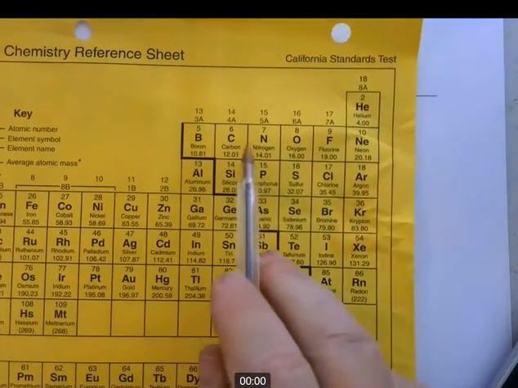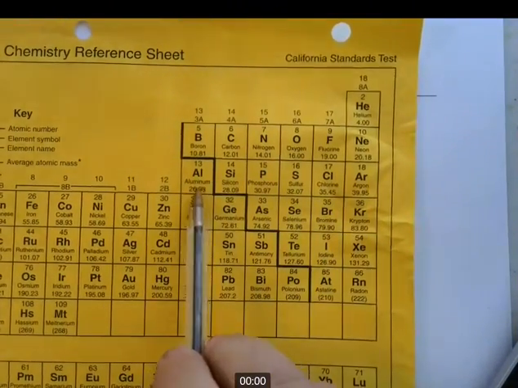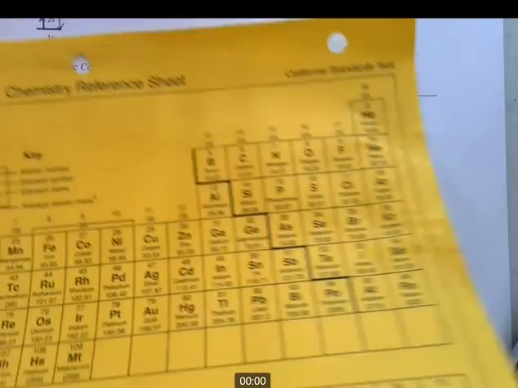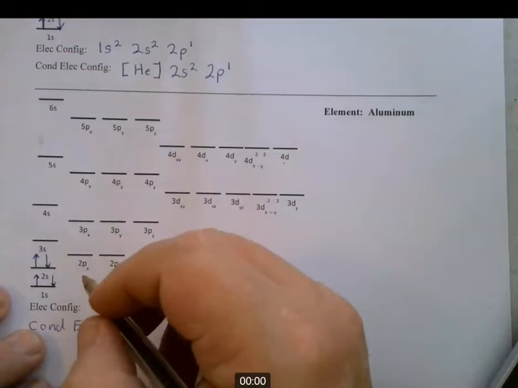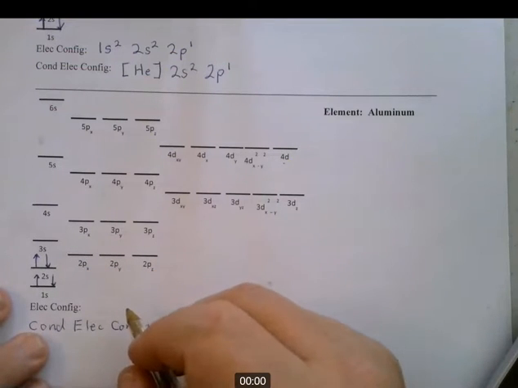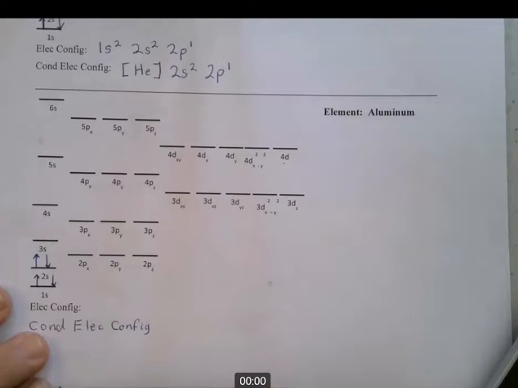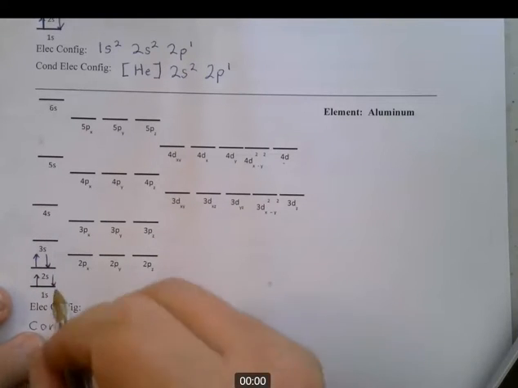Now we're coming over to the p orbital. Since aluminum is down in the third row, it's going to have a full 2p orbital. Watch how I draw these arrows though. Let's draw them in the proper order. We filled up 2s because it's lower than 2p.